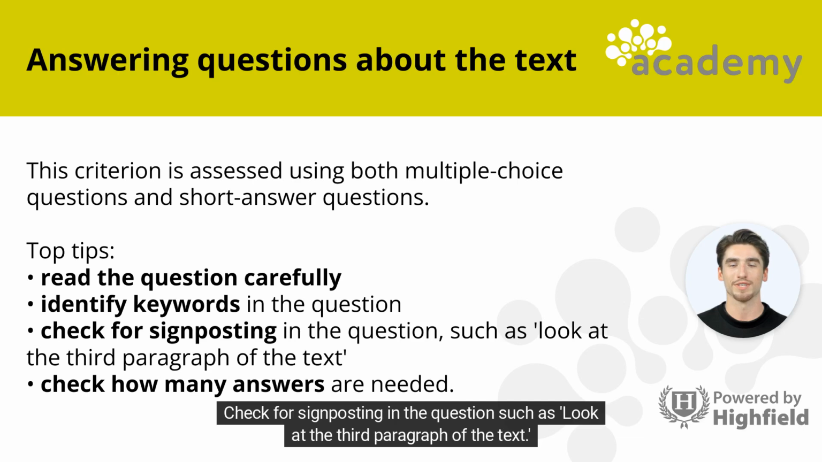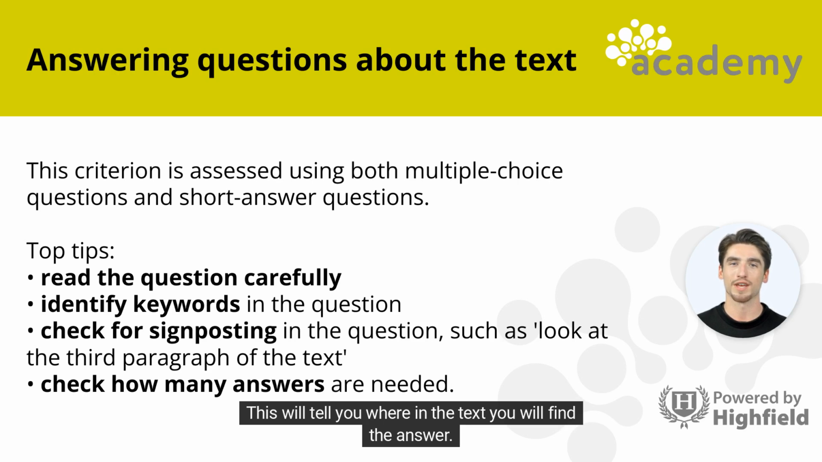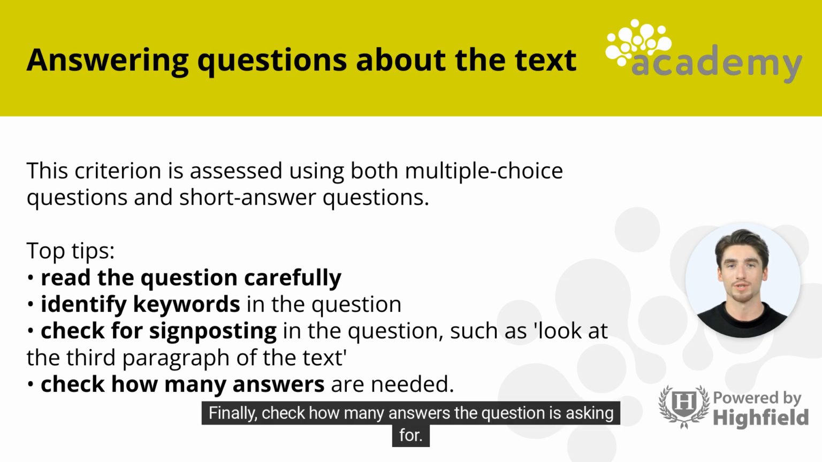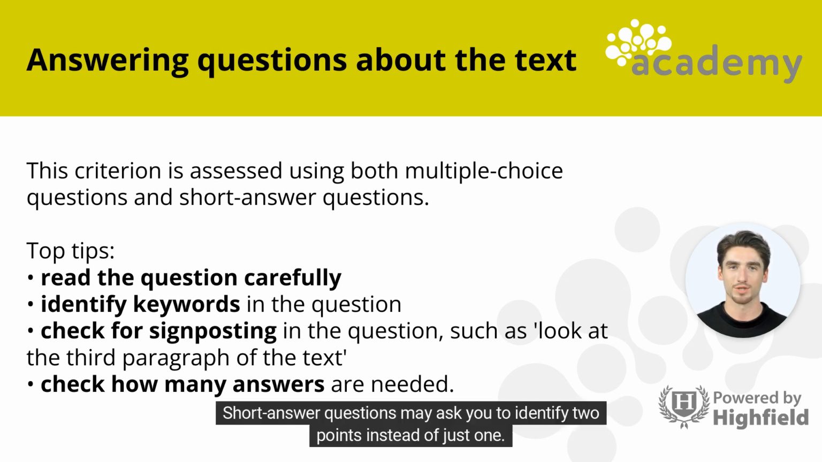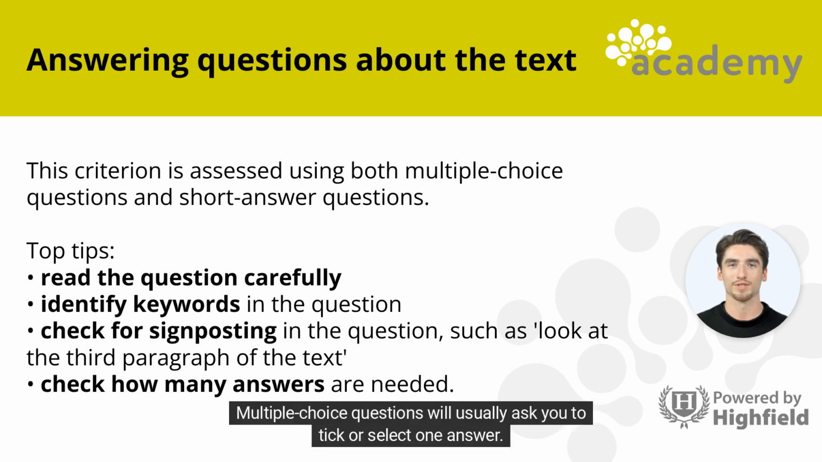Check for signposting in the question, such as look at the third paragraph of the text. This will tell you where in the text you will find the answer. Finally, check how many answers the question is asking for. Short answer questions may ask you to identify 2 points instead of just one. Multiple choice questions will usually ask you to tick or select one answer.